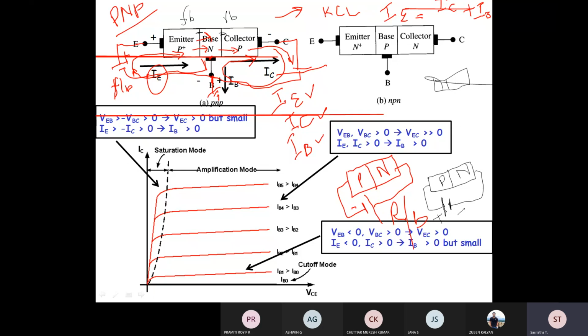So I have briefly explained the operation of one PNP transistor with the application of external voltage, external forward bias as well as reverse bias. Now let us discuss the operation of NPN transistor in the next class. Okay, ma'am.